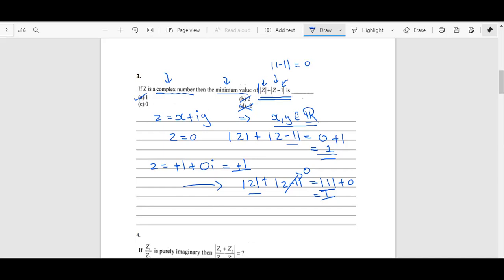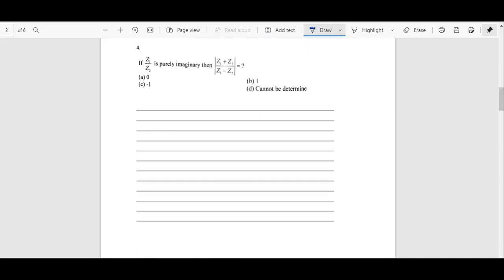One thing was clear: since the two functions being added have mod around them, the sum cannot be negative, and one option had minus 2. So all you need to do is simply cancel out such options, okay? Because it is obvious the value would be positive. Let's talk about the fourth question now.